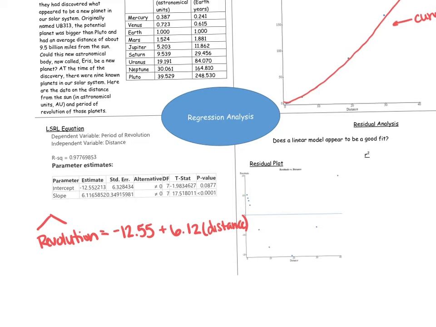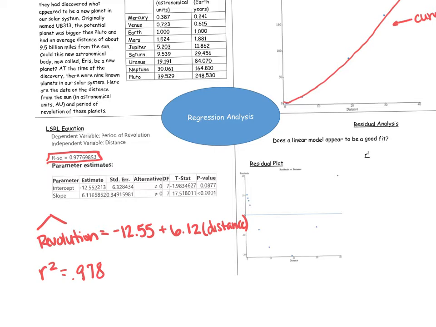Now, the other thing I'm going to look at is my R squared. Here my R squared is right here, and R squared is approximately 0.978. Remember what this R squared value means. It tells us that 97.8% of the variation in the number of revolutions, or the period of revolution, can be explained by the linear relationship with the distance as measured by the astronomical units here. That's what this R squared tells me.